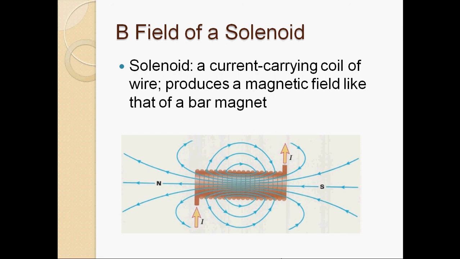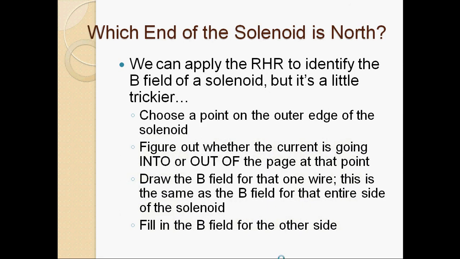Now, the same way that we were able to figure out the direction of the magnetic field using the right-hand rule with the wire, we can use the right-hand rule to figure out the direction of the magnetic field with a solenoid as well, to figure out which side is essentially north and which side is essentially south. This is trickier, so I need you to stay with me on this one. If you just take your time with it and ask me questions when you need to, you're going to be fine.